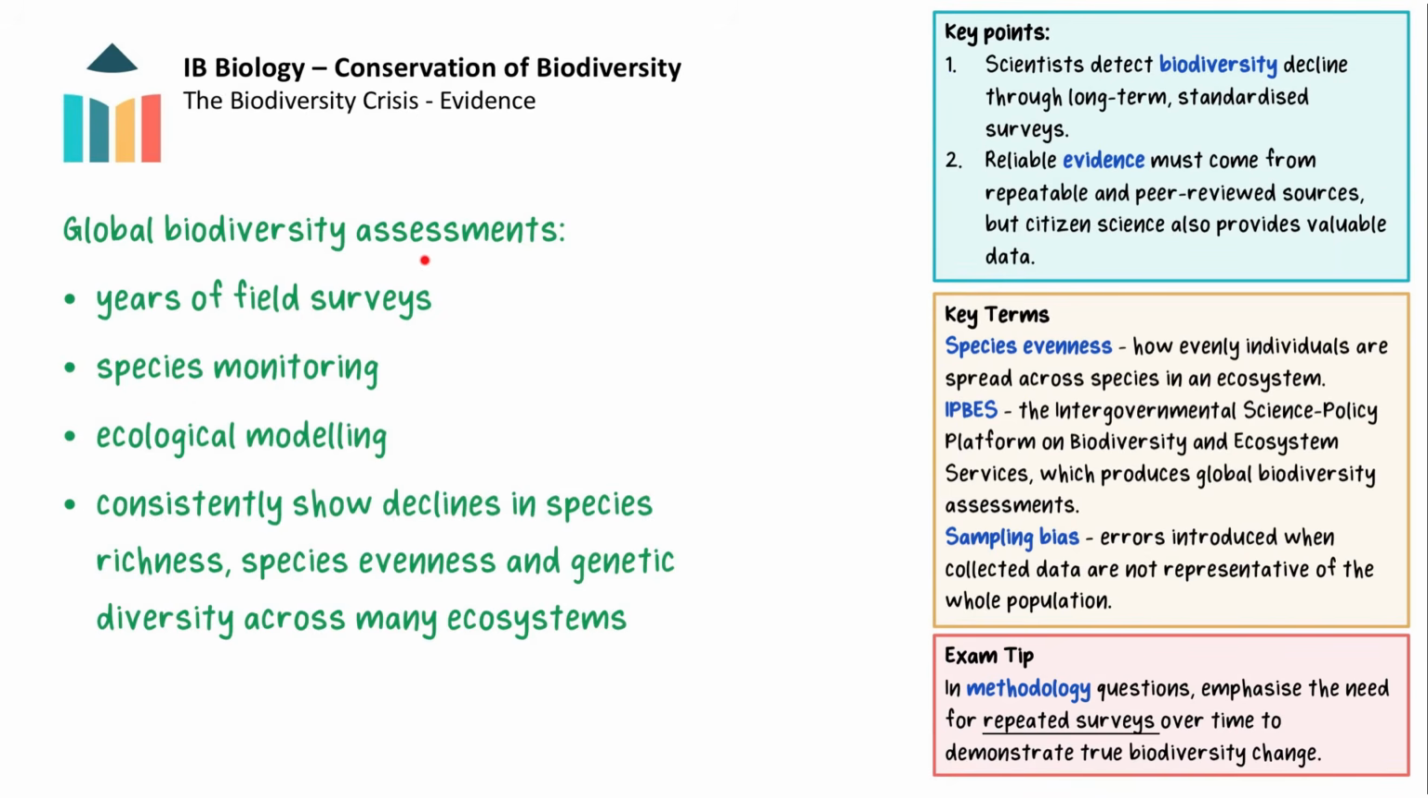Global biodiversity assessments, such as those produced by IPBES, combine years of field studies, species monitoring, and ecological modelling. These reports consistently show declines in species richness, species evenness, and genetic diversity across many ecosystems. Reliable scientific evidence must be repeatable, published, and transparent about its methods.